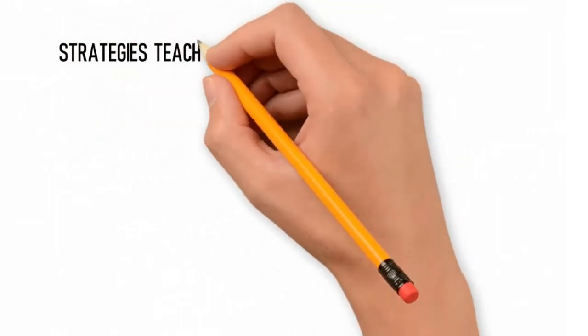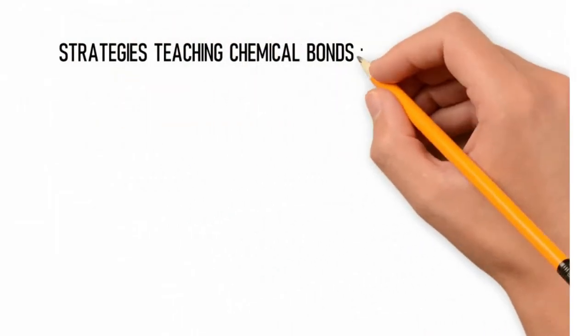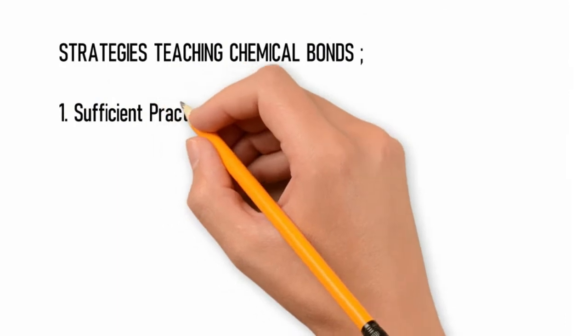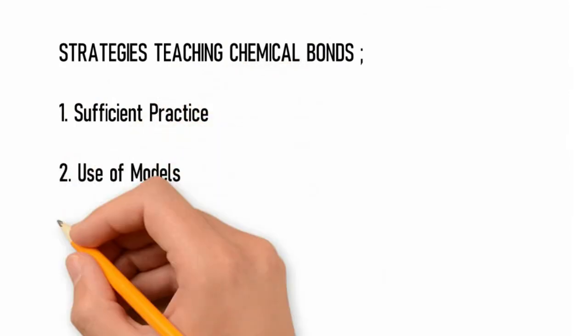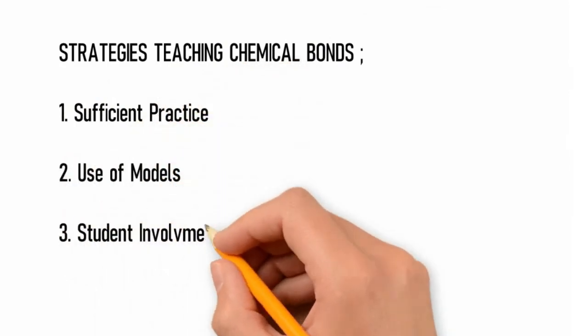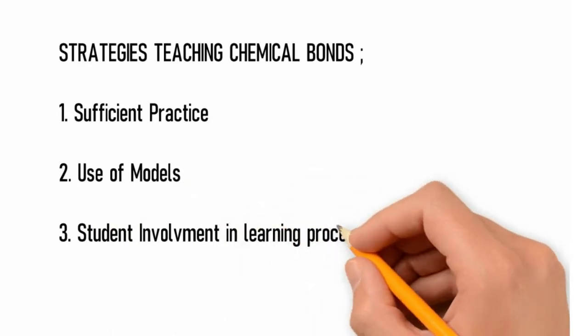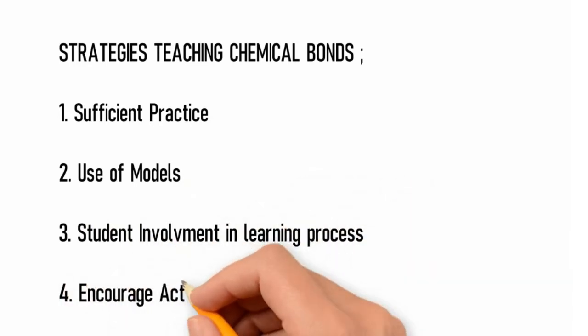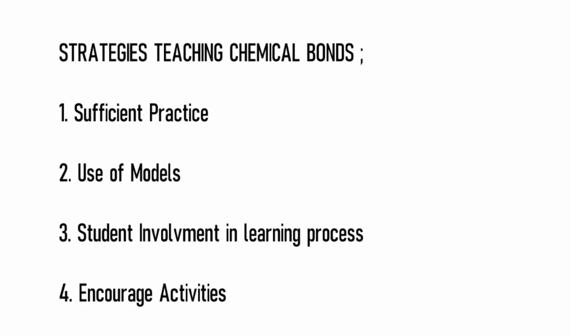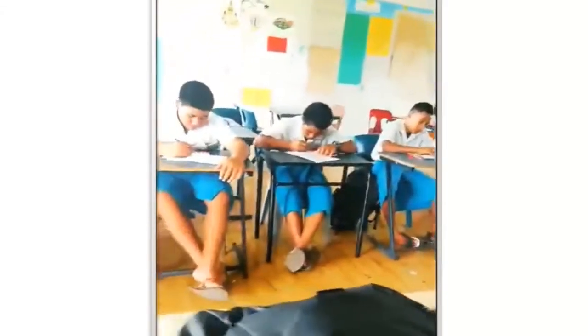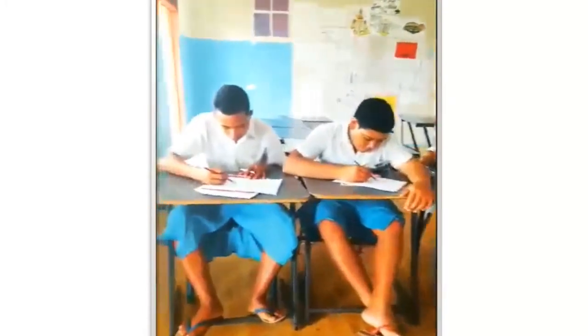Strategies on teaching chemical bonds. First one, sufficient practice. The second one, uses of models. Third one, involvement of students in the learning process. Fourth one, encourage activities. First one, sufficient practice.